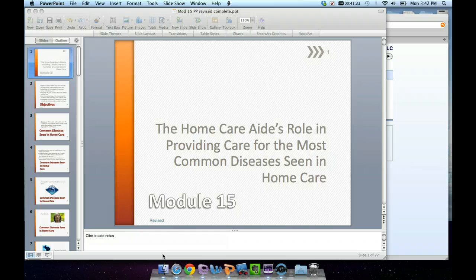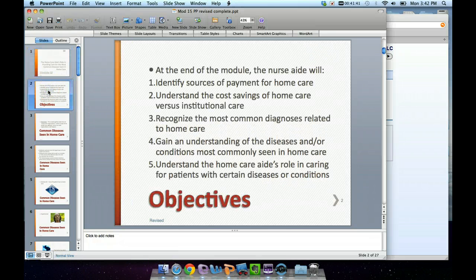So, Module 15, your role in caring for the most common diseases that we see at home. The objectives, you can all read. Identify sources of payment for home care. Understand the cost savings of home care versus institutional care, which we've touched on a little bit. Recognize most common diagnoses related to home care. This is where you need to study. Gain an understanding of diseases and or conditions most commonly seen in the home. Understand the home care aide's role in caring for patients with certain diseases and conditions.